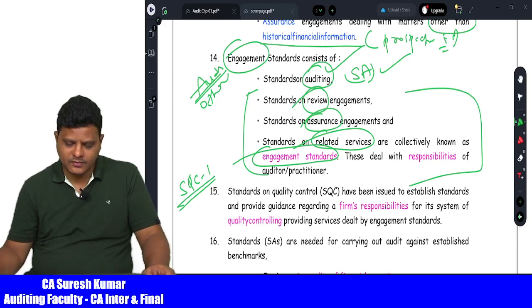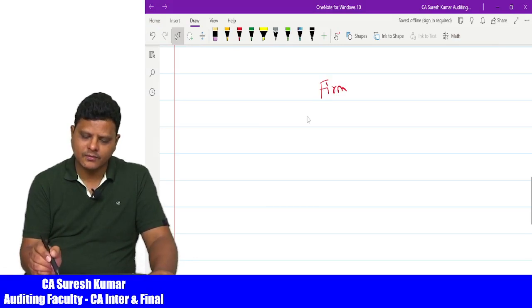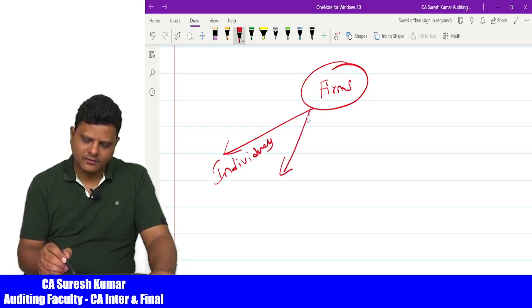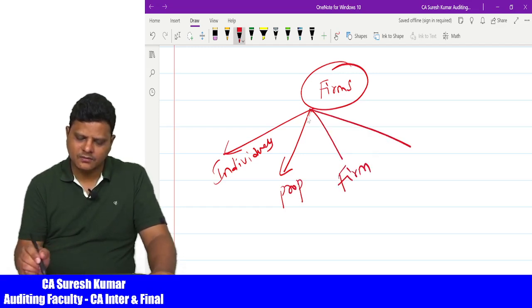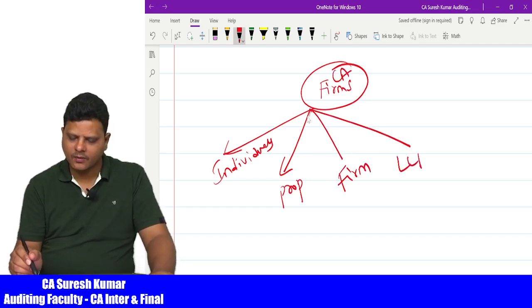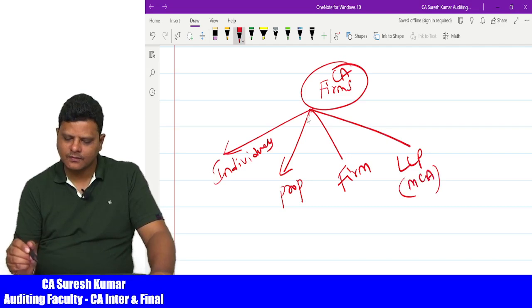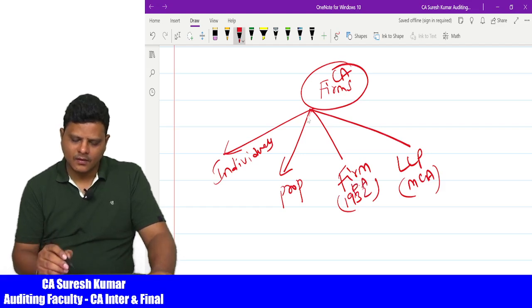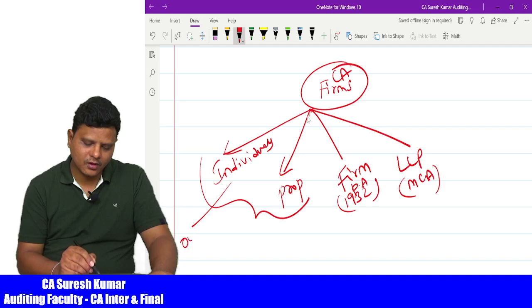So what are the different types of firms? Let me give the example. Different types of firms in India. The firms may be individuals. What the meaning of individual I will explain. The firms might be proprietorship firms. The firms might be partnership firms. It is about CA firms. The firms might be limited liability partnership firms. LLP is under MCA control. Firms under the Indian Partnership Act 1932. Proprietorships. So what is the difference between proprietorship and individual? Individual means they are going to practice in their own name.